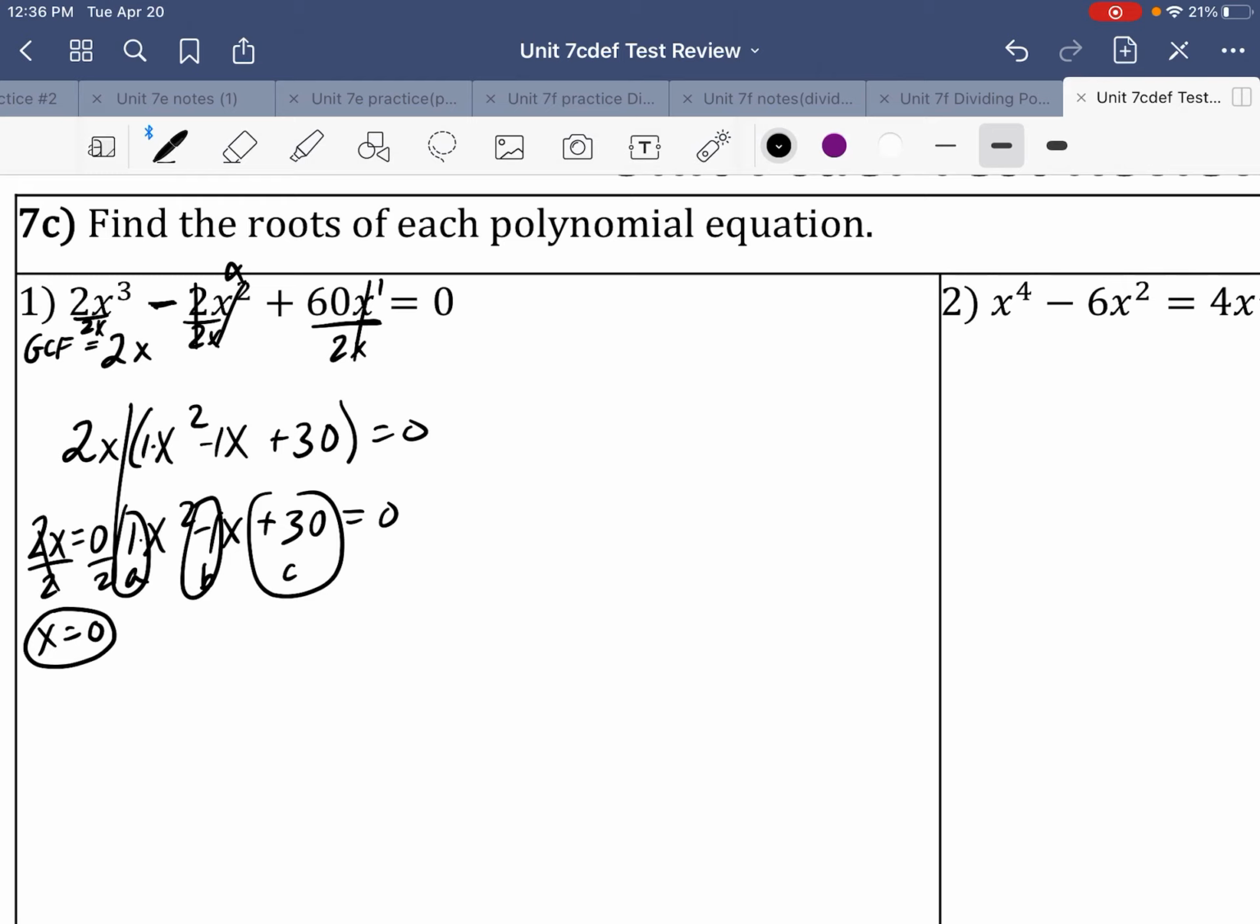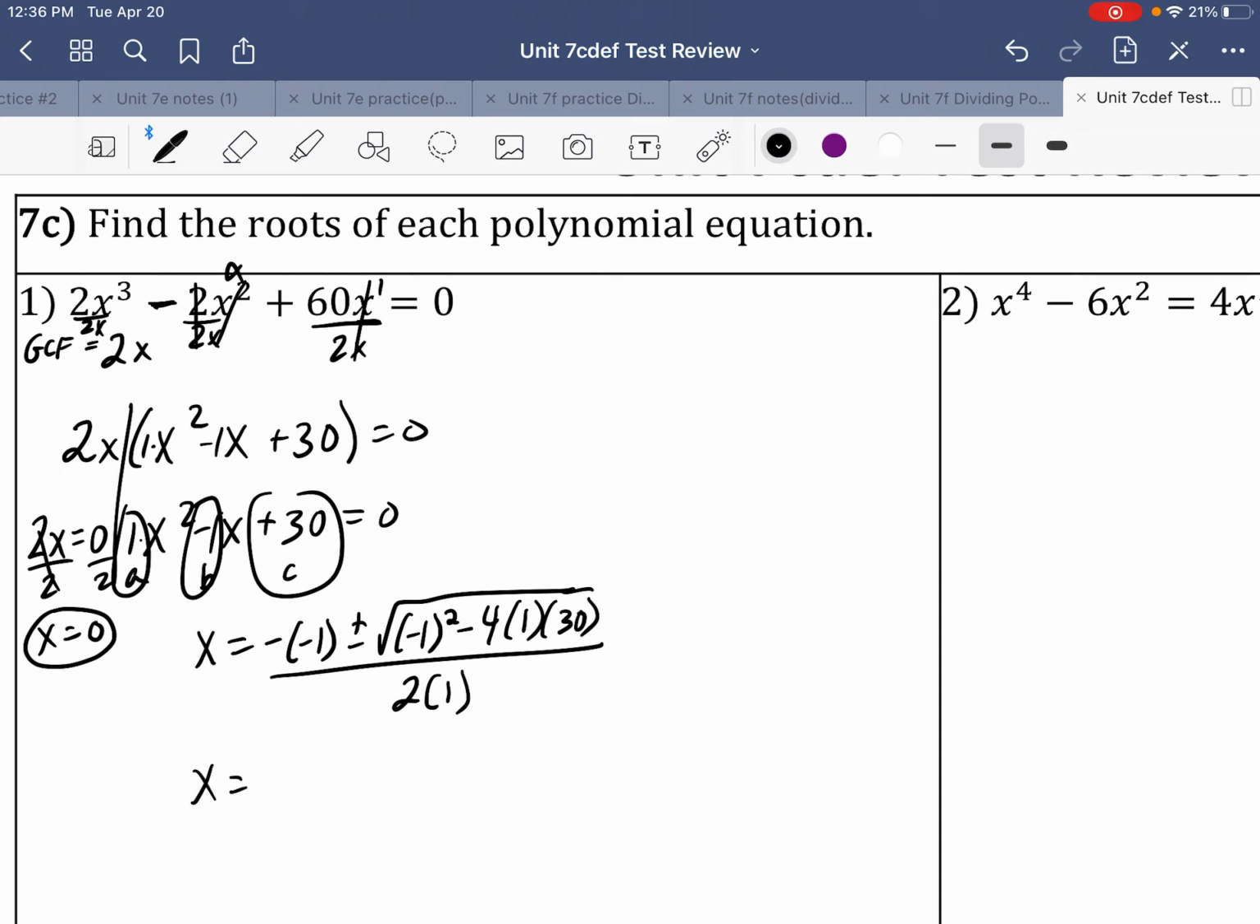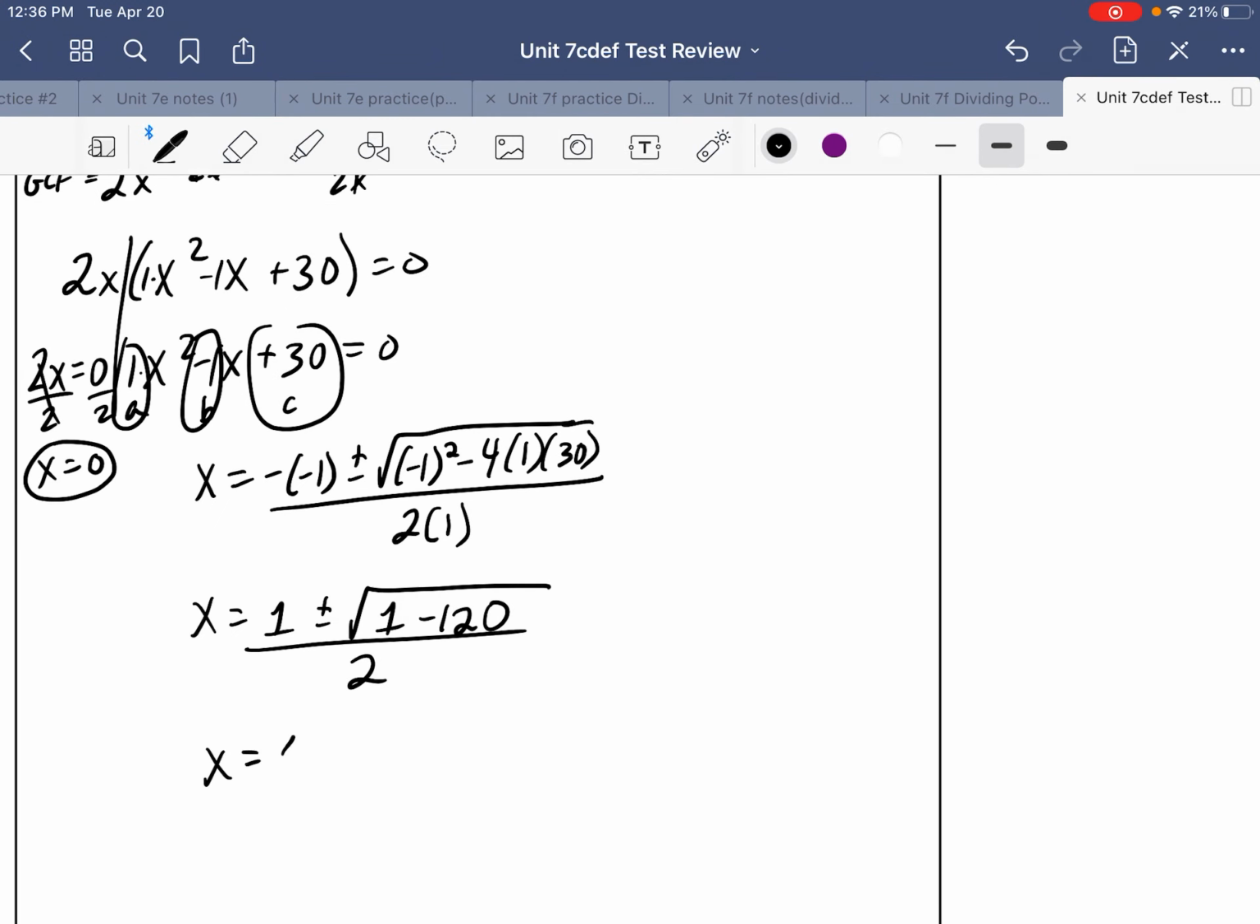So the quadratic formula, we have x equals the opposite of b, plus or minus the square root of b squared minus 4 times a times c, all divided by 2 times a. Opposite of -1 is +1. -1 squared is +1. 4 times 1 times 30 is 120, over 2. And let's keep simplifying. x equals 1 plus or minus the square root of 1 minus 120, which is -119, divided by 2.